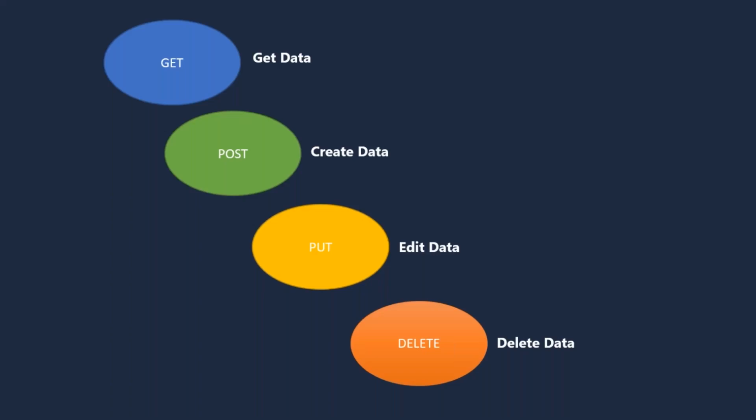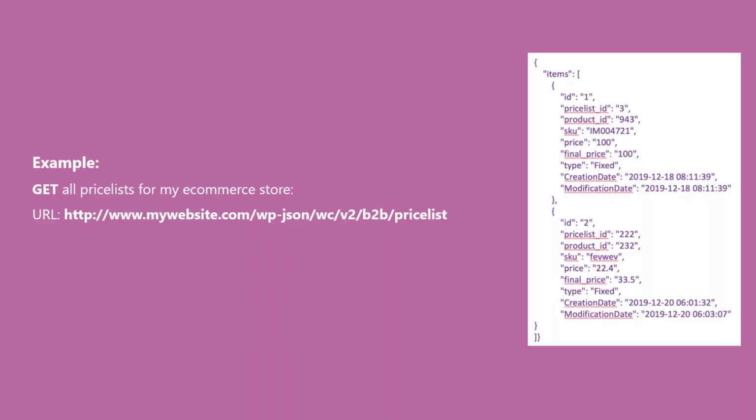Generally, an API has 4 types of methods. The get method is used to get data. The post method is used to create data. The put method is used to edit data, and delete is to delete data. We have all 4 methods available for each and every feature, so that they can talk to the WooCommerce database. This is an example of a get request. If a get request is made to this URL, we'll get all the price lists related to that customer. This data is just an example. You'll get all the methods available for all the features.